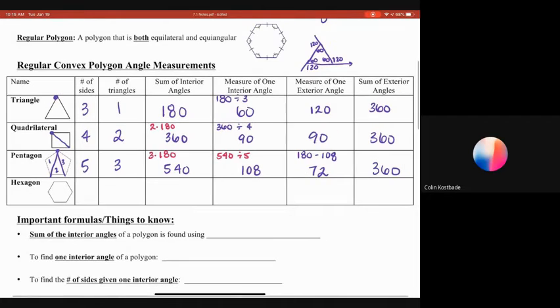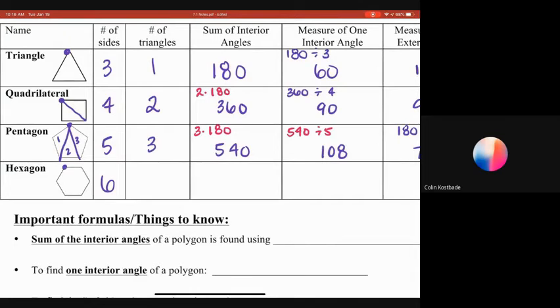Okay, last one, hexagons. Hexagons, this is a 6-sided shape. I'm going to pick a vertex, any vertex, to draw my diagonals from. How many diagonals can I draw here?